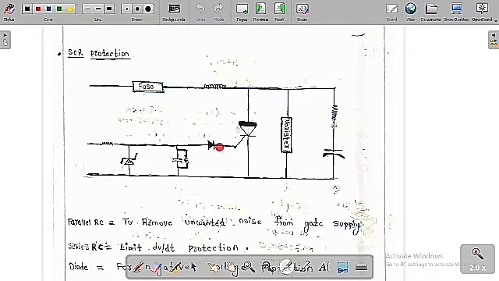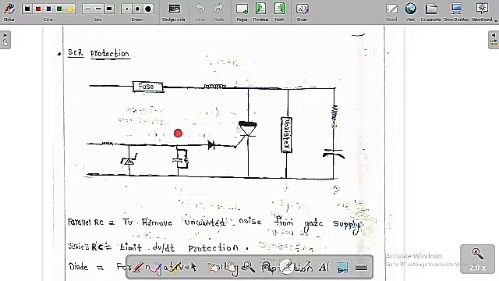Whereas this diode is for negative voltage protection, so therefore we are going to give the diode. If you give a positive voltage, then only it is on. If you give a negative voltage across the gate and this cathode, then definitely it is off. So the diode is used for protection against the negative voltage across the gate and cathode.